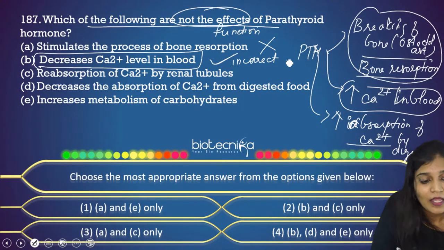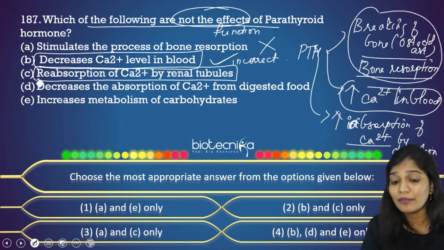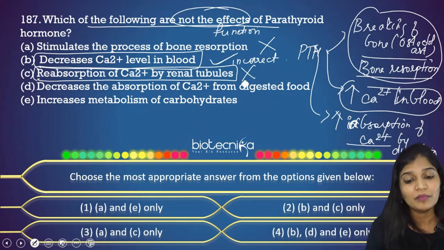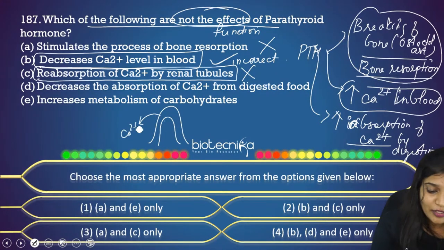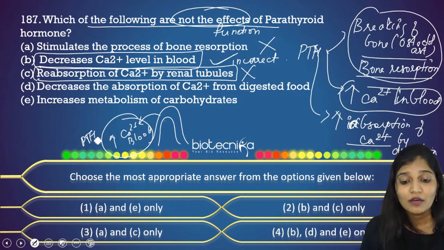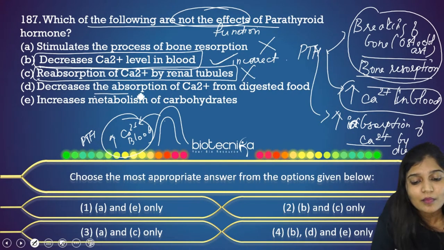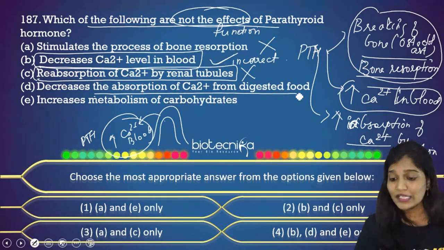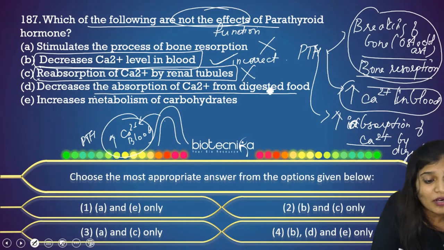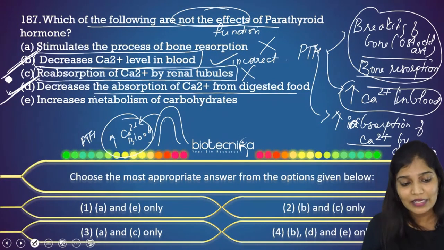So I'm selecting B. Reabsorption of calcium by renal tubules. Yes, it is also a correct statement. So I will eliminate this option because if renal tubes are there, all the calcium will come back again to the blood only. Ultimately, calcium level is increased, which is a role of PTH. So now I will not choose the third option. Fourth option, decreases the absorption of calcium. No, it actually increases the absorption of calcium from the digested food. So this is also going to be the incorrect statement. So I'm choosing the incorrect statement. B is an incorrect statement. D is an incorrect statement.